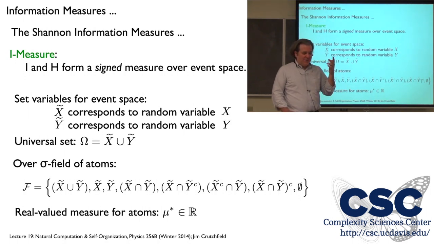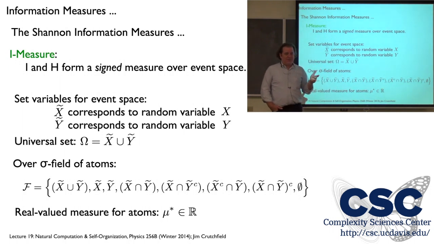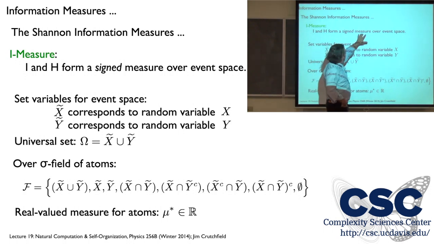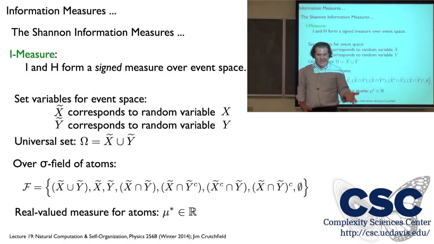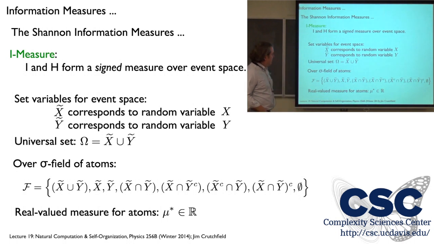So let me say something a little bit about vocabulary here. The word measure is being used in two senses. Up until this point, I've been saying measure as if it's information quantity, that sense. But here, when I say measure, this is really a concept from measure theory, from probability theory. So I'll define what that means in this case.